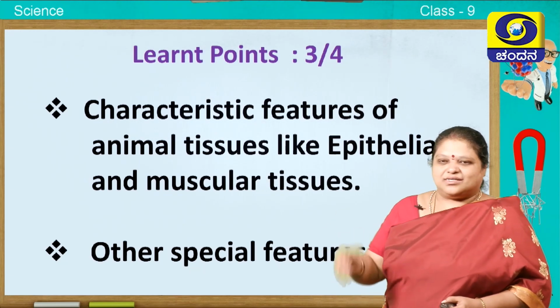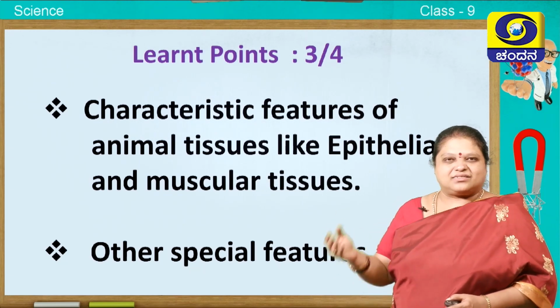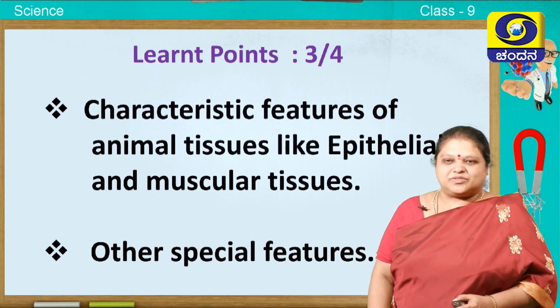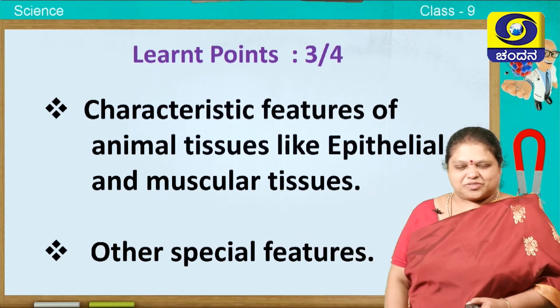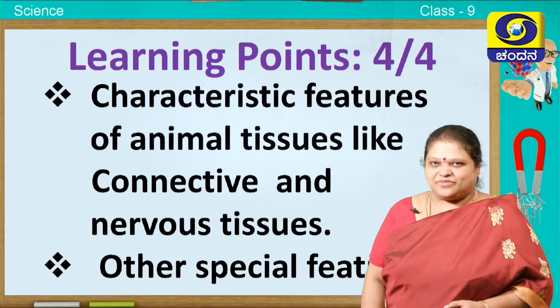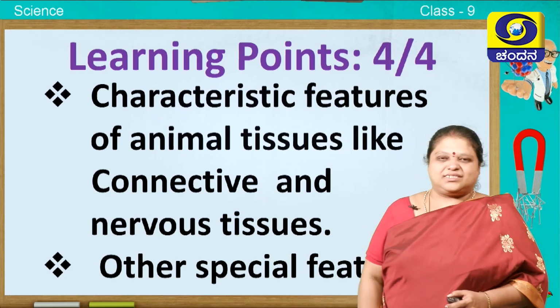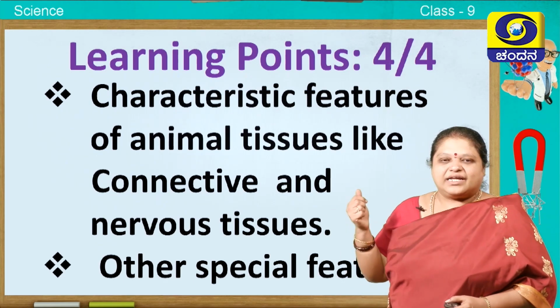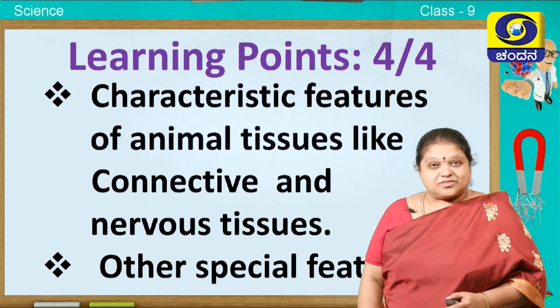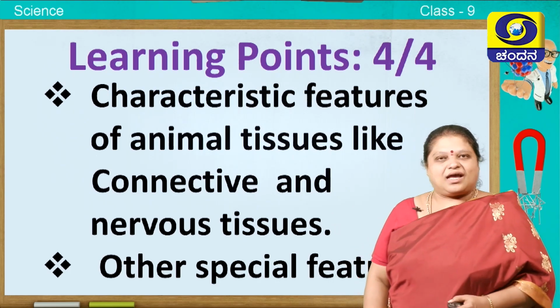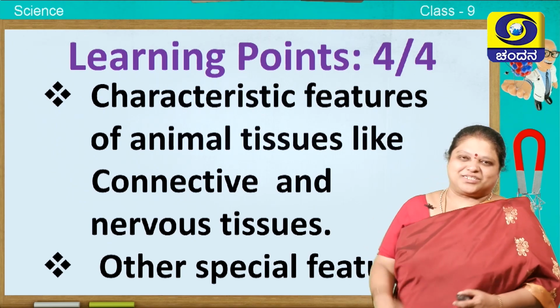In the third session we studied about the characteristic features of animal tissues like epithelial tissue and muscular tissue and other special features. Today in this session we will be studying about the characteristic features of animal tissues like connective tissues and nervous tissues and their special features.